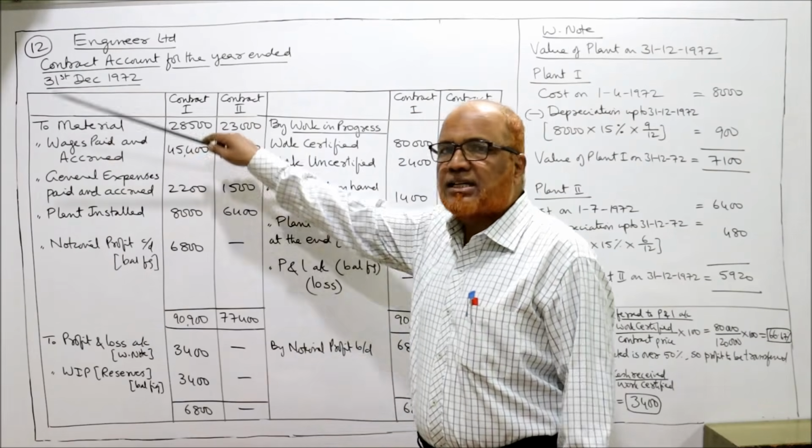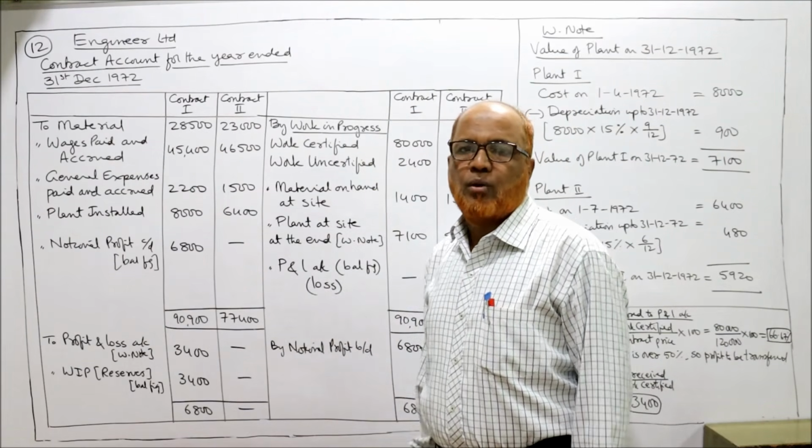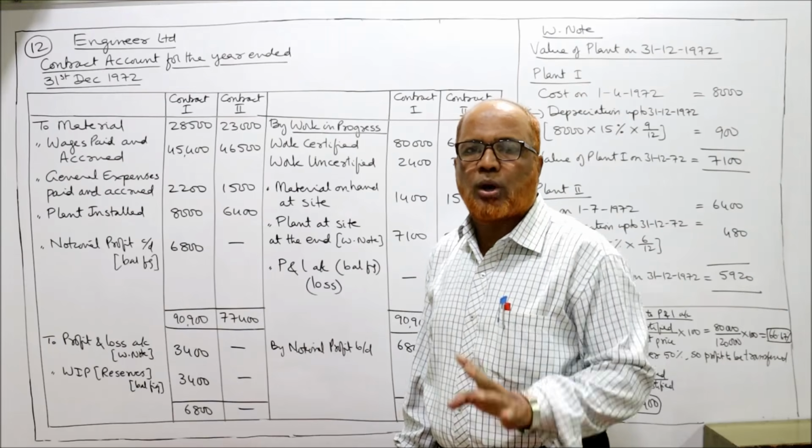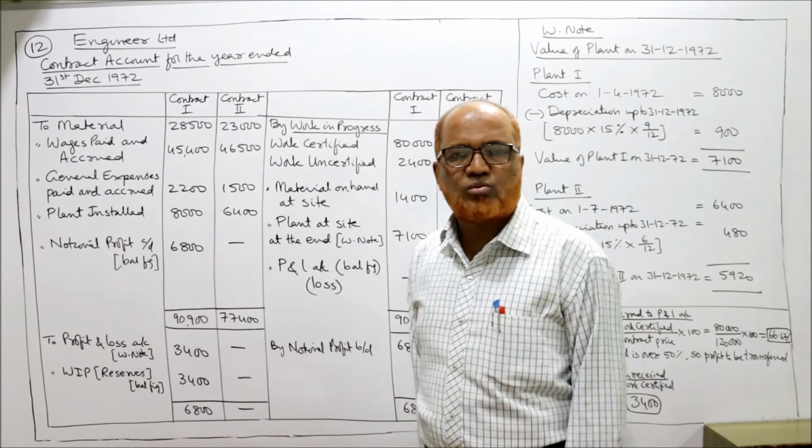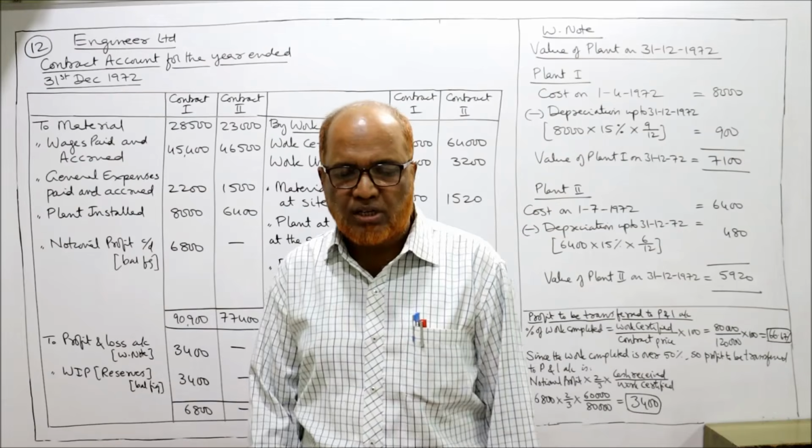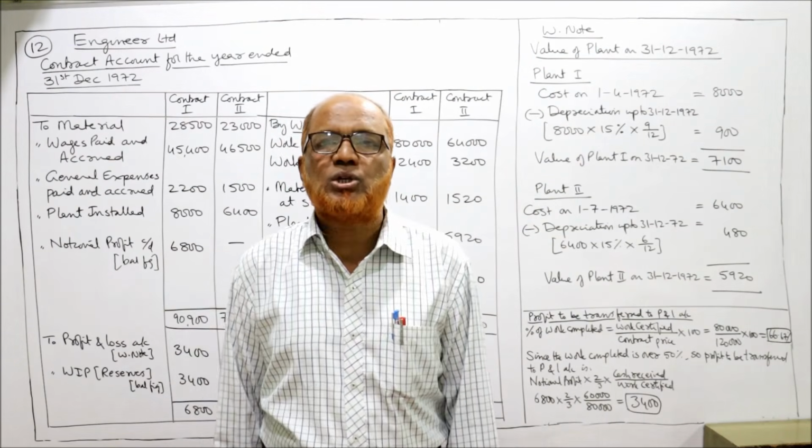So in one contract account itself, we have prepared 2 columns for contract 1, contract 2. Like this we can be able to find out the profit. So this is the end of problem number 12.